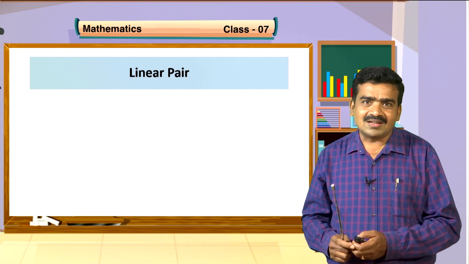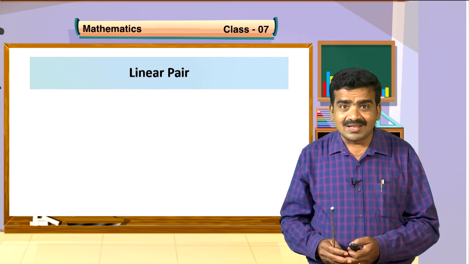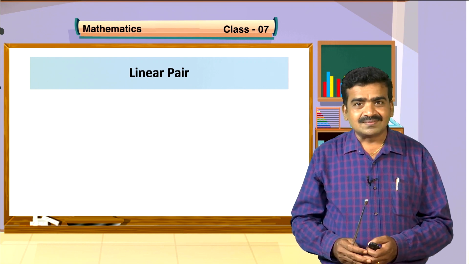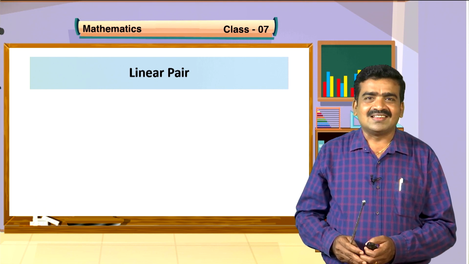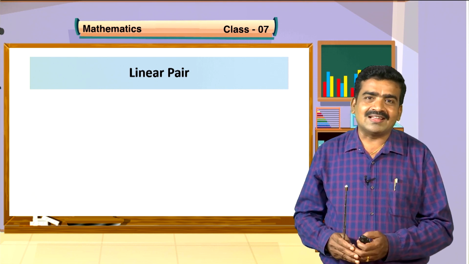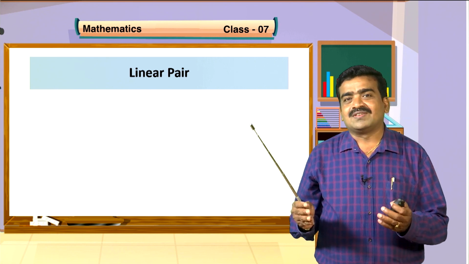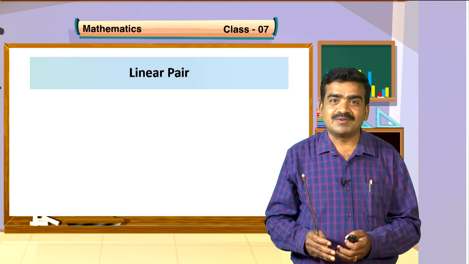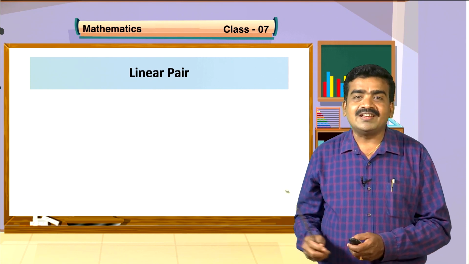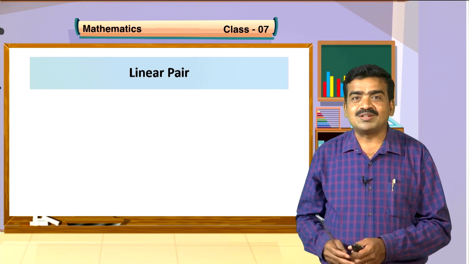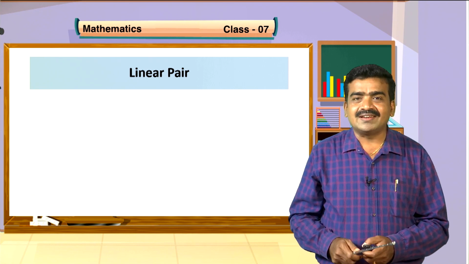And also you have learnt about linear pair. Can you tell me the meaning of linear pair? Yes, you are exactly correct. In case of complementary angles, the sum is 90 degree. In case of supplementary angles, the sum is 180 degree. In case of linear pair also, the sum of the two angles will be 180 degree.